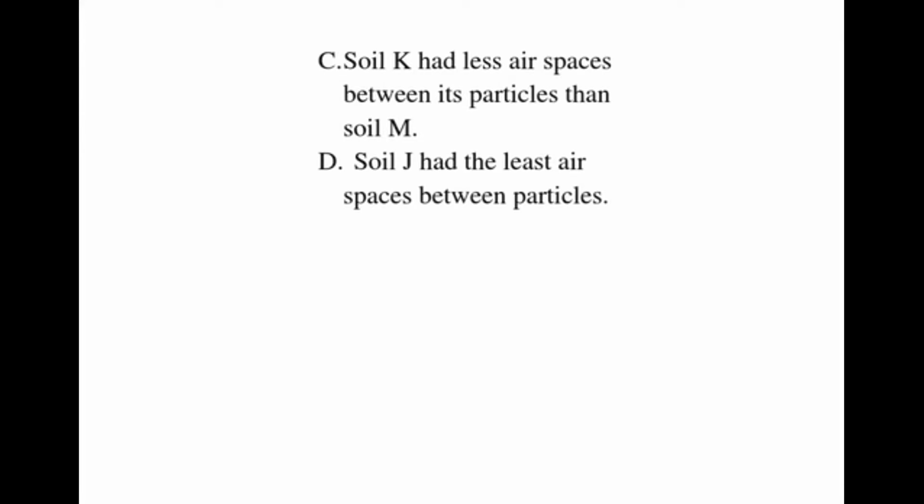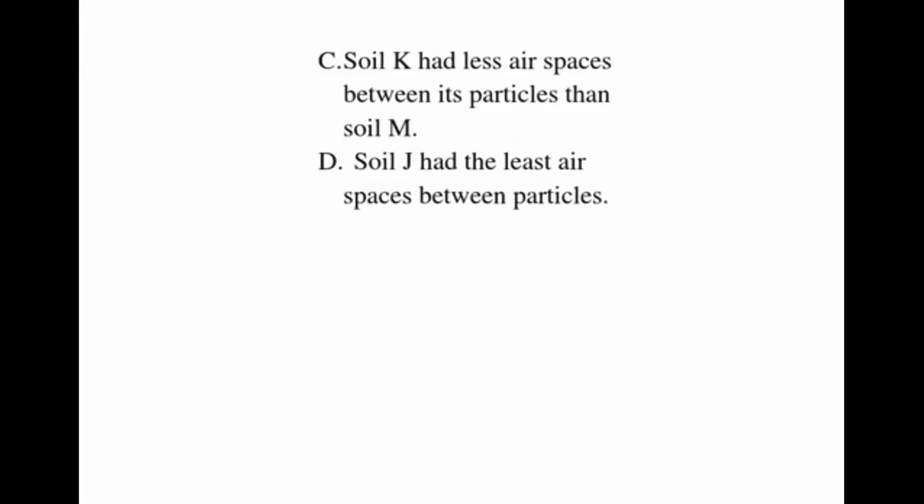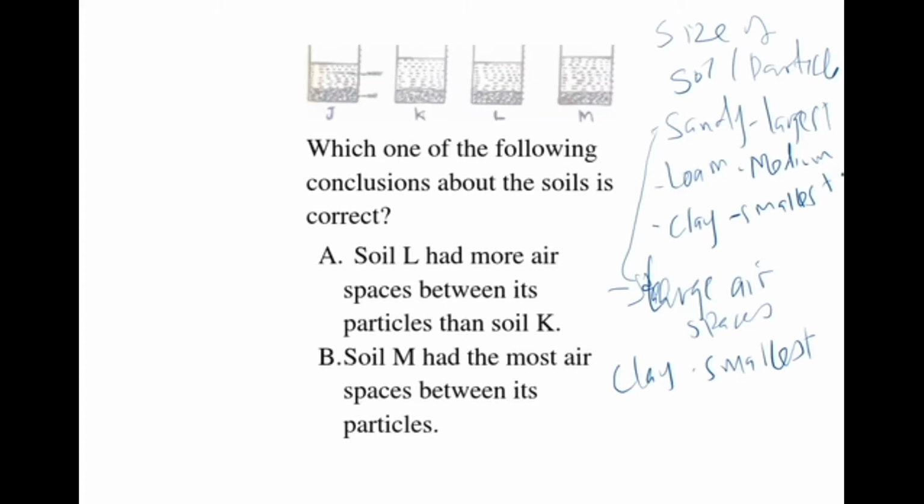So we compare K and M, K and M. So M had less but not K. Then looking at J, it had the least air spaces. J had the least air spaces in between the soil particles. It is wrong, since the one that had the least is M. Therefore, the correct answer there is A, that is soil L had more air spaces in between its particles than soil K.